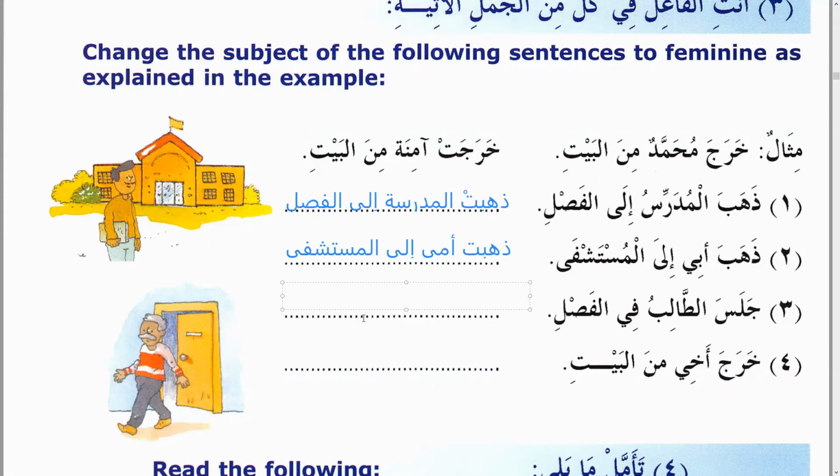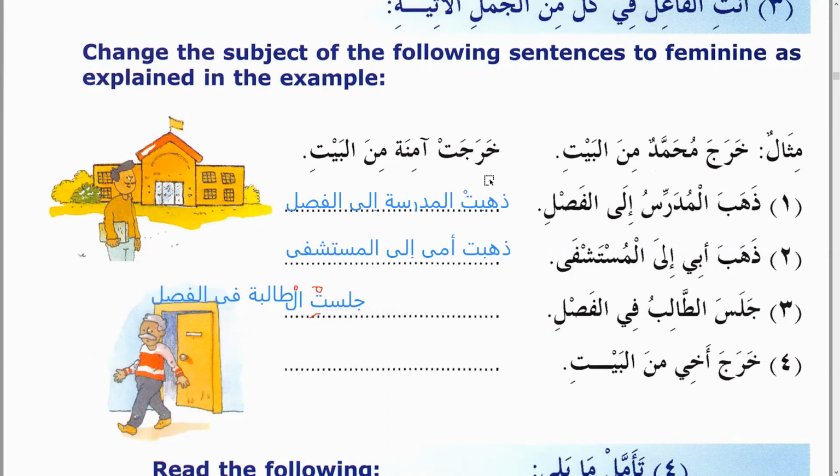Okay. Jalasa talibu fil fasli. Jalasat talibatun. Naam. Jalasat. Now see, this has a sukun and this has a sukun, so we cannot pronounce it. So what will we give? We'll give a kasra. Jalasat talibatu fil fasli. Right? Iltiqa'u sakinain cannot happen. So this is how it is.